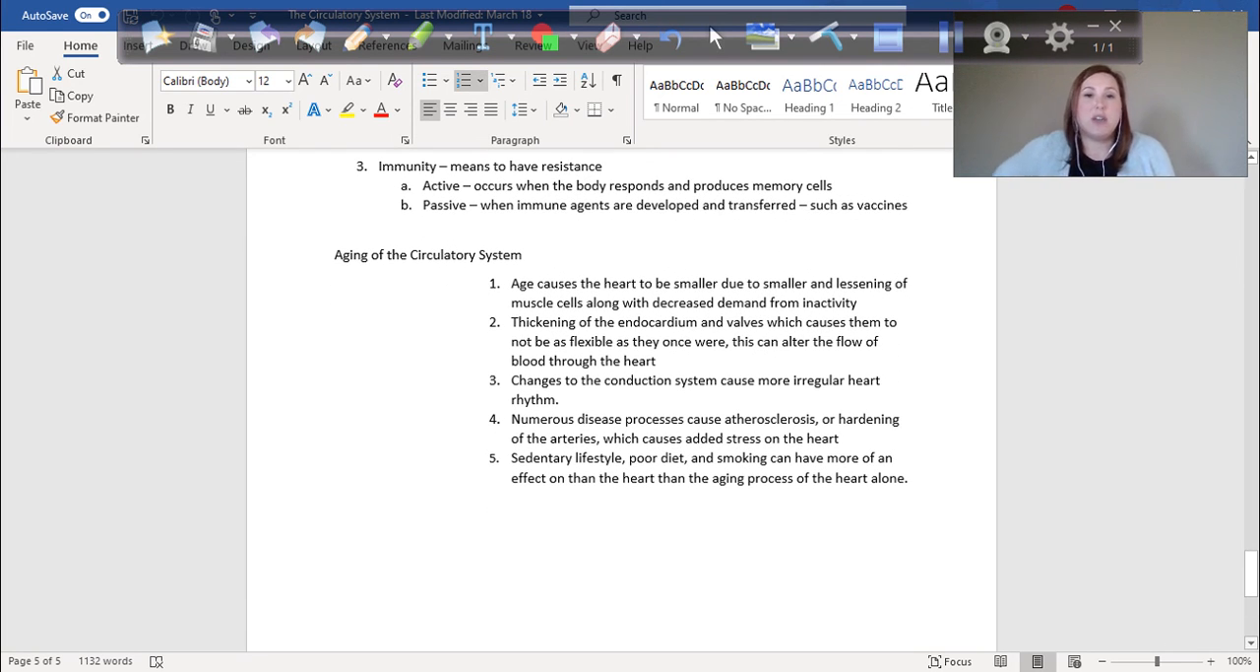When we talk about aging of our circulatory system, aging causes the heart to be smaller. We have less muscle cells and we have less demand because elderly patients are usually more inactive. So the heart muscle isn't used as much when you're inactive, and so it makes it smaller. You're not strengthening your muscle.